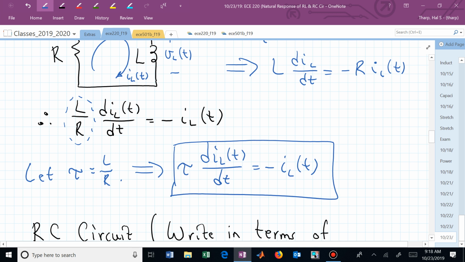That is the first order differential equation that governs the dynamic behavior of the current in that RL circuit. And we now are very comfortable, I hope, in deriving that relationship. We have tau. Now if it's just some generic variable, dx/dt is equal to minus x, where x in this case is i_L(t), the current in that inductor.